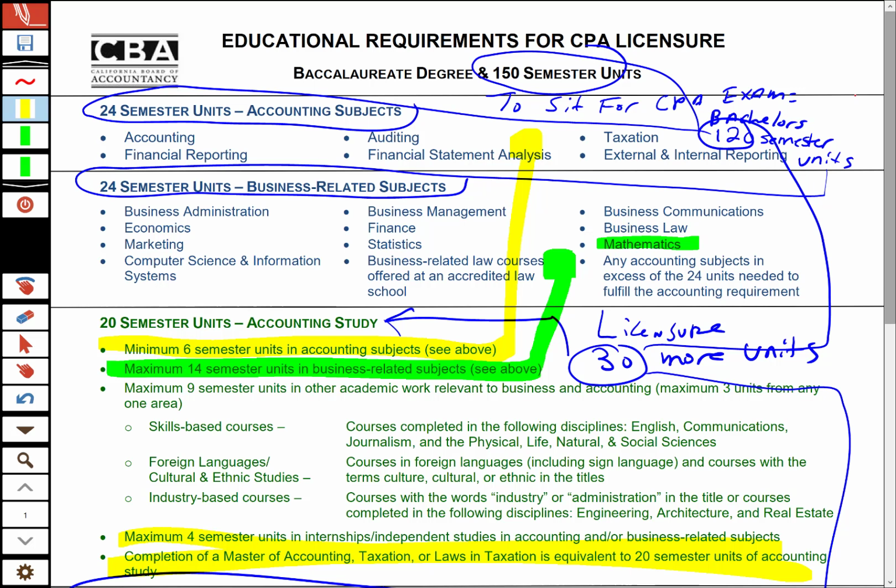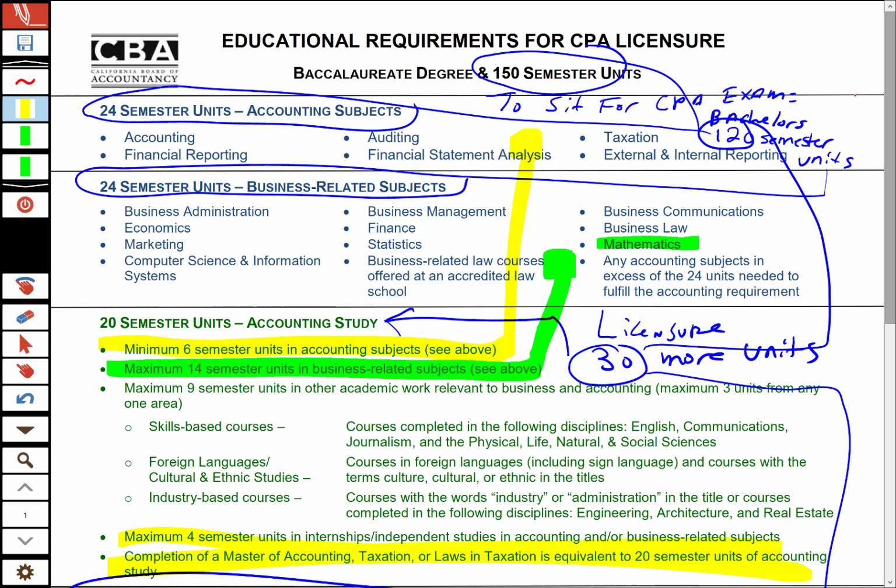Okay, the only limitation on experience is that if the experience that you're claiming is older than 5 years, they will make you, so your experience was 5 years ago, and somebody signs off on the experience of 5 years ago, they'll still accept that experience, but they're going to make you update your experience by taking 40 hours of continuing professional education.